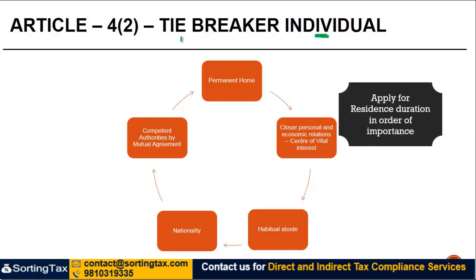The criteria for the tiebreaker rule have to be applied only for the residence duration, which means if the person is in India for 6 months, you have to apply the tiebreaker rule only for those 6 months in order of importance, which means what? You need to apply them in this particular order. You can't apply one in preference over the other.